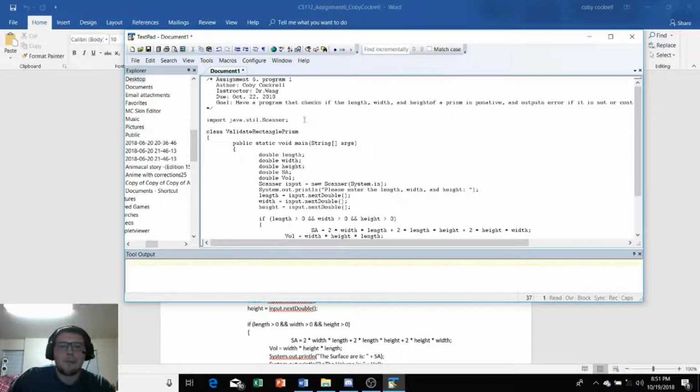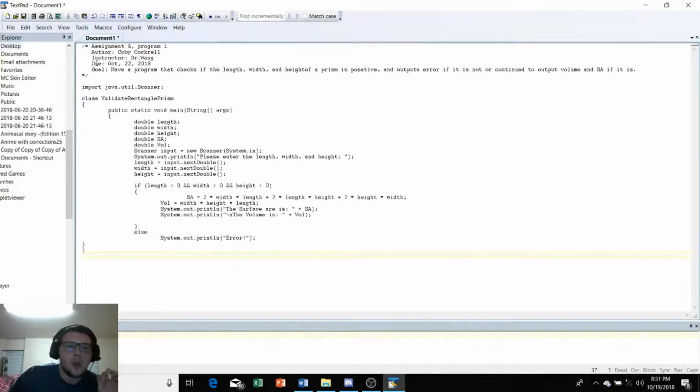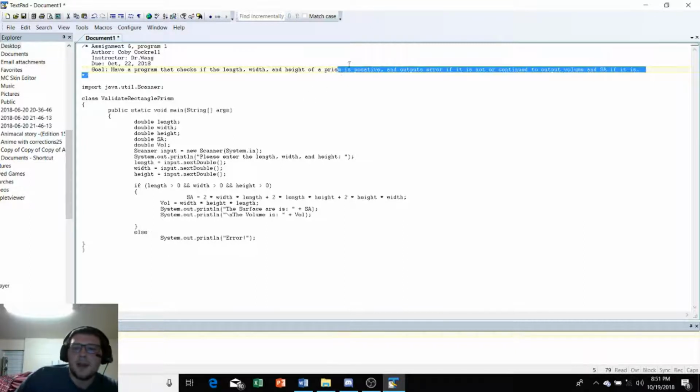Okay. Alright. Assignment 6, Program 1. Author, me. Instructor, Dr. Wang. We don't need to know any of that. Goal: have a program that checks if the length, width, and height of a prism is positive and outputs an error if it is not, or it will continue to output volume and surface area if it is positive. Okay? That's the goal.